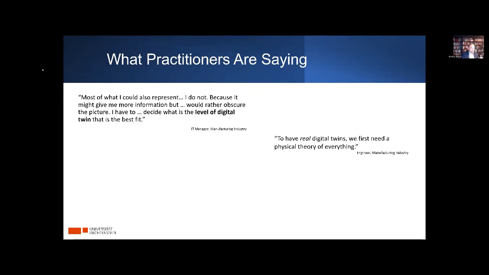Another person is bringing it to the philosophical level and is saying, look, in order to have real digital twins, we first need a physical theory of everything. So this person is talking about this idea of a twin being identical to what it's representing. And the last quote I chose because I found it funny. This person is saying, if you call it a digital twin, digital shadow, digital representation of Mickey Mouse, it does not make a difference to me.